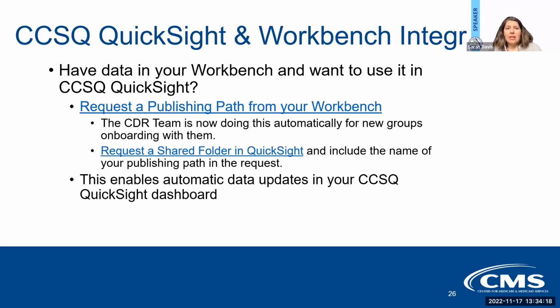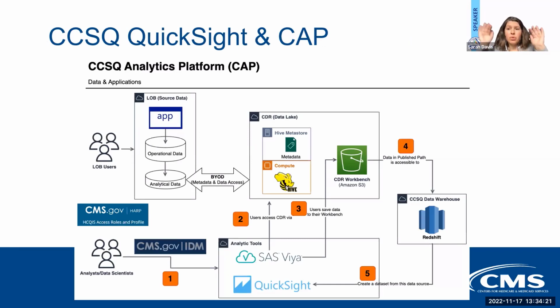All right, next slide. So those were words. I'm a pictorial person, so I put together a quick landscape of what it is that I just talked about. So this is you as an analyst, consumer, or data scientist, logging into idm.cms.gov. You'll have access to SAS Viya or Quicksight, but you'll want to start off with SAS Viya because that's how you have access to the data in the CDR. You'll do your computations, create your data sets, save those off to your workbench, and then put those tables in your dedicated publishing path that's accessible to Quicksight.